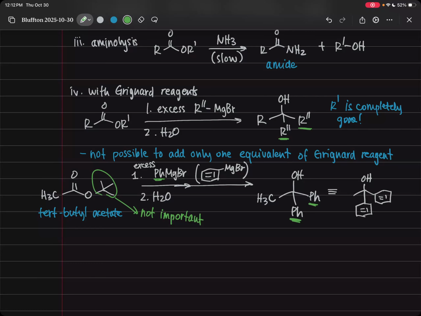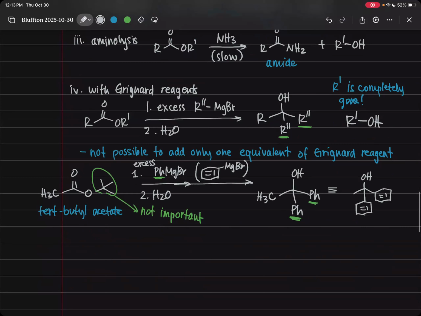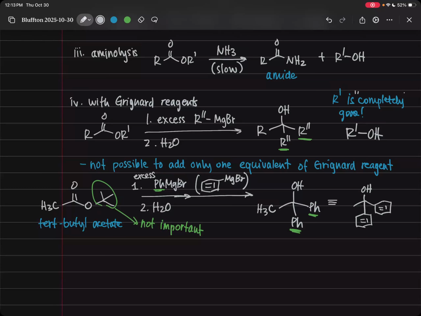The oxygen that's attached to that R prime group... It's not. Yeah, I should have. Let's see, I'll put that. Okay, so I know I said R prime is completely gone. Really, it's the alcohol. Completely gone. But it is not incorporated into the major organic product, which is what I'm going to ask you about.